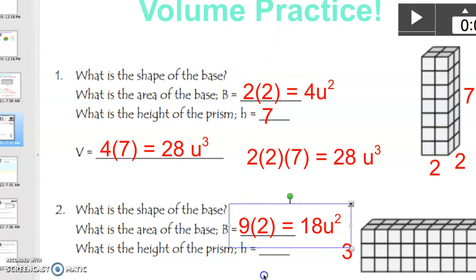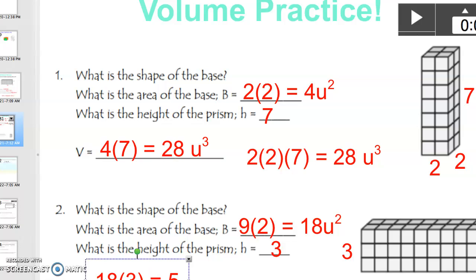Then the height of the prism, you can see here, it's 3 units tall. Okay. So to find the volume, I take the area of the base, which is 18, and then multiply it by how many layers there are of it, or the height, which is 3, and you get 54 units cubed. So the volume is 54 units cubed.